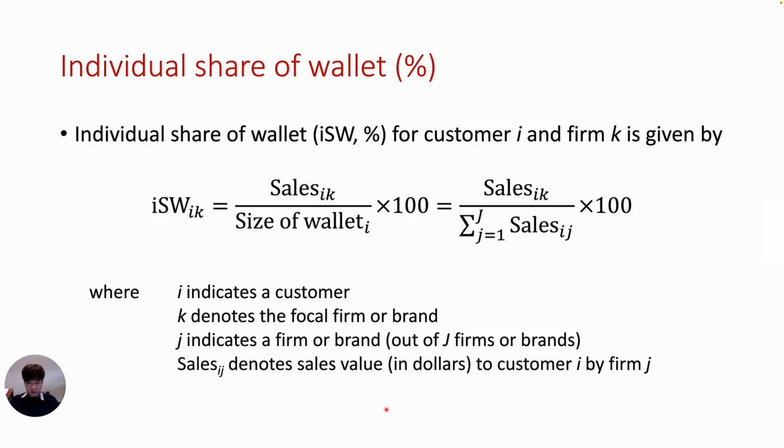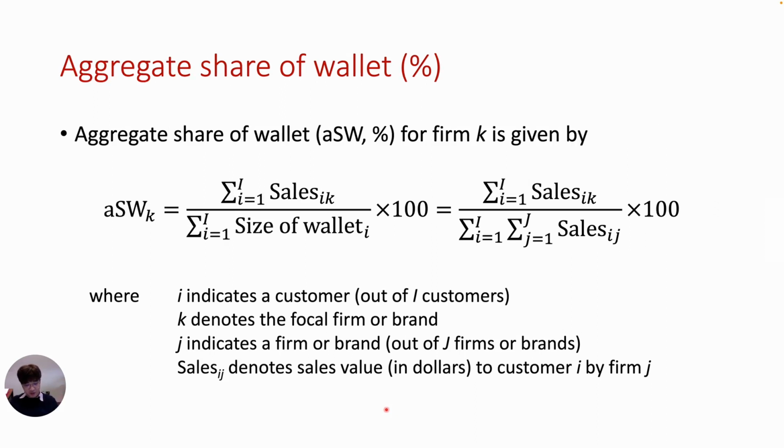The second version of share of wallet is aggregate share of wallet, which summarizes the individual share of wallet values by firms. So it is defined for each firm or brand, and it is given by the sum of sales to all customers by the focal firm divided by the sum of size of wallets of all customers. Through this aggregation, we can summarize the individual customer's share of wallet across all customers of the focal firm.